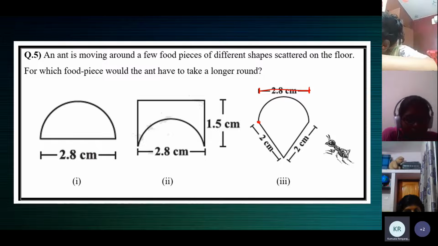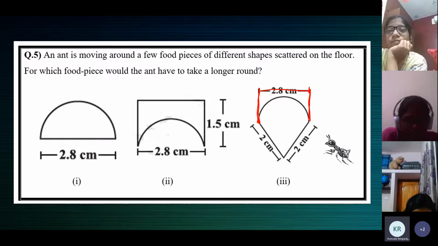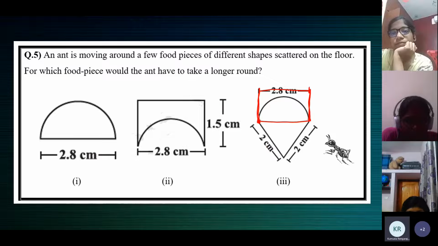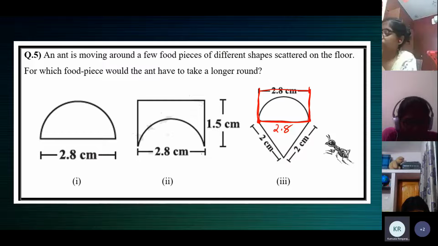So which means from here, see here, children. Can you see here? From this point to this point, the length is 2.8. That's what is marked above. So the diameter of the circle or the semicircle is 2.8 centimeters, which means the radius is 1.4. Yes or no? Yes, ma'am.